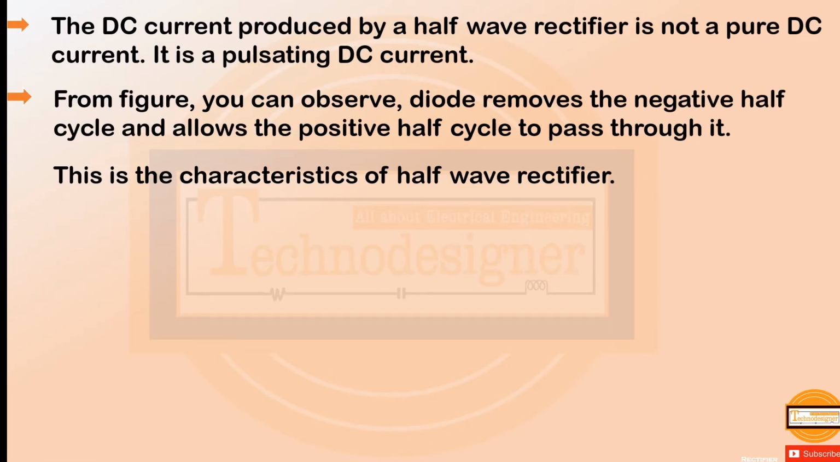The DC current produced by a half-wave rectifier is not a pure DC current, it is a pulsating DC current. From the figure you can observe the diode removes the negative half cycle and allows the positive half cycle to pass through it. This is the characteristic of half-wave rectifiers.